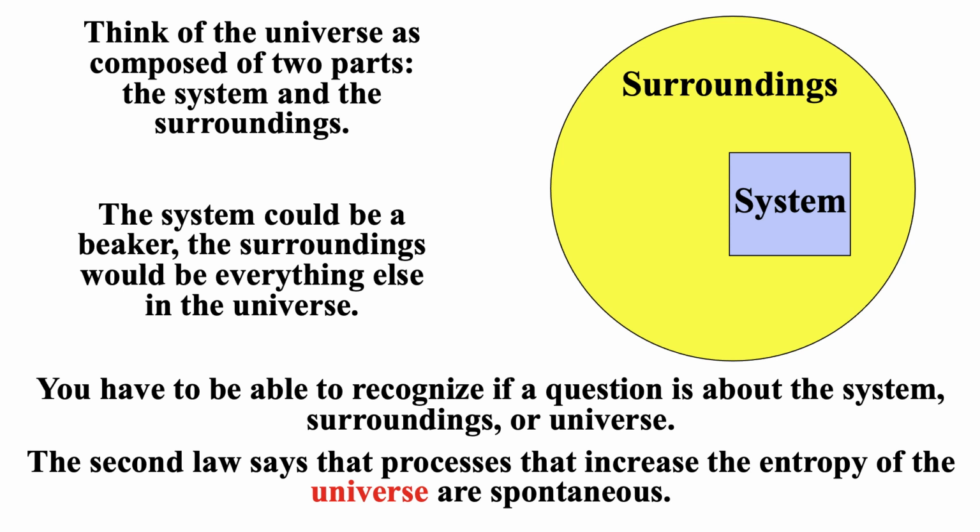Now we can think about the universe as composed of two parts, the system and the surroundings. The system could be a beaker, the surroundings could be everything else. And we're going to define the system as a closed system, meaning that the only things that transfer between system and surroundings are heat and work.